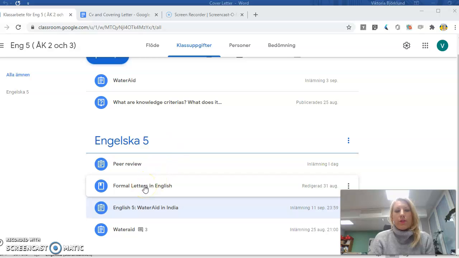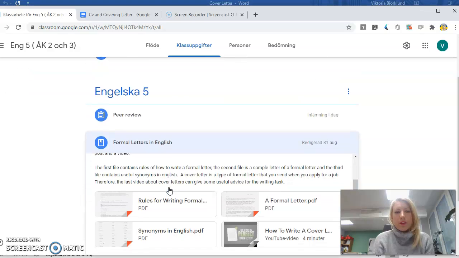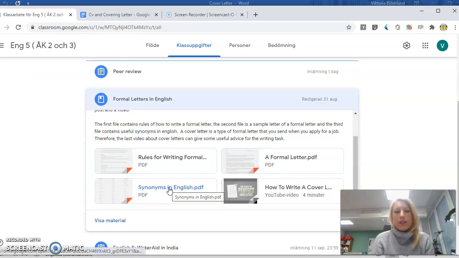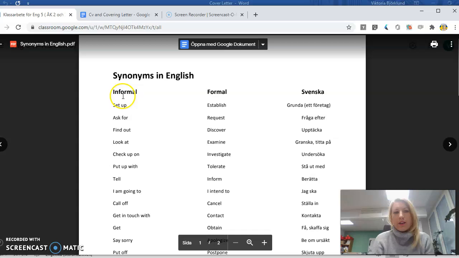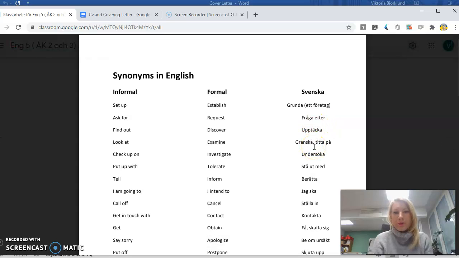So what we started doing last week was to look at the structure of how a formal letter should be written. So if you click here, you can see synonyms in English that you can use. Here you can see informal language and formal language, and you can also see the translation here in Swedish.